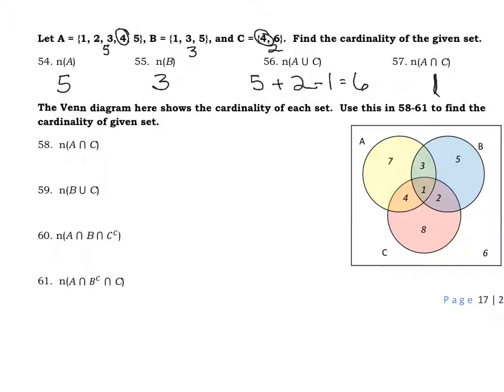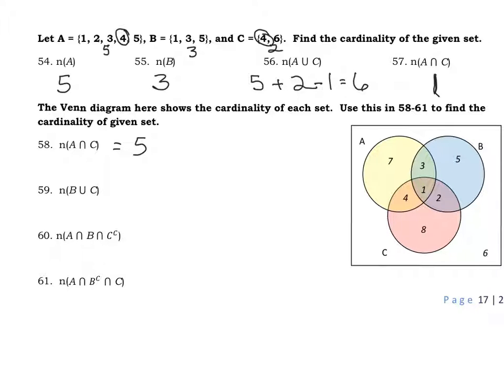Okay, so the Venn diagram here shows the cardinality of each set. So we're going to use this for 58 through 61 to find the cardinality of the given set. So when they're talking about the cardinality of A intersects C, they're talking about this entire region right here, okay? So that's going to be 4 plus 1 clearly, which is 5.